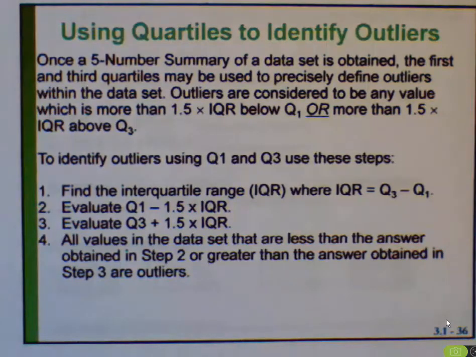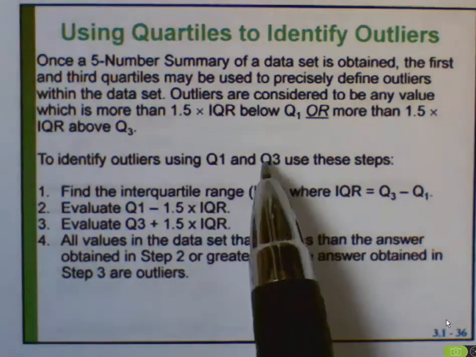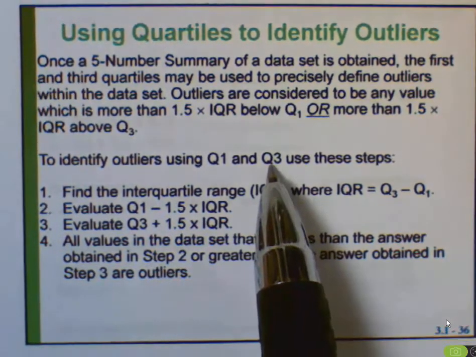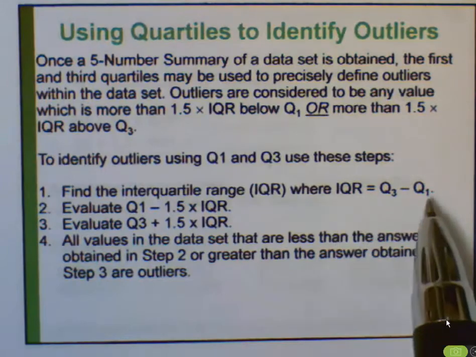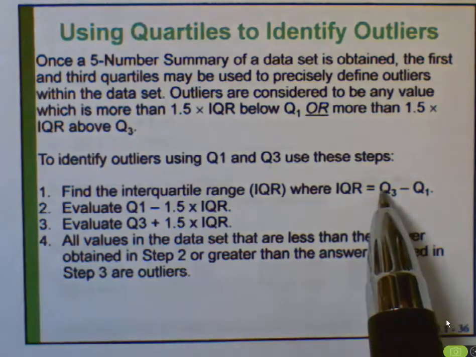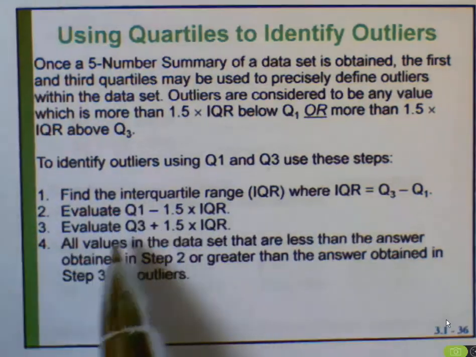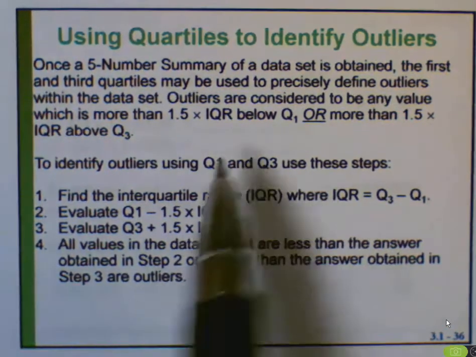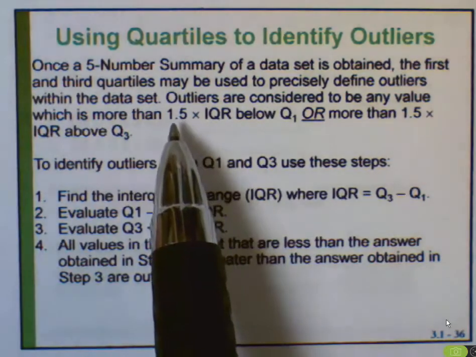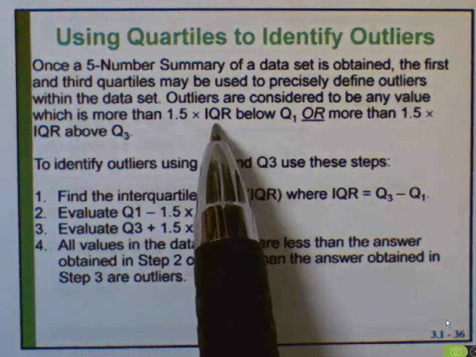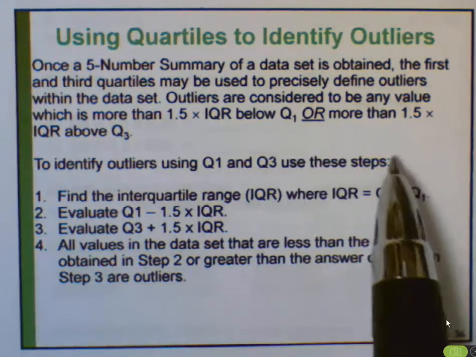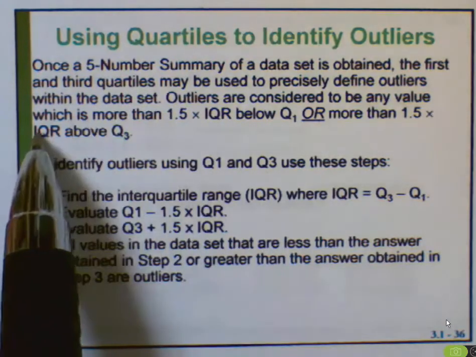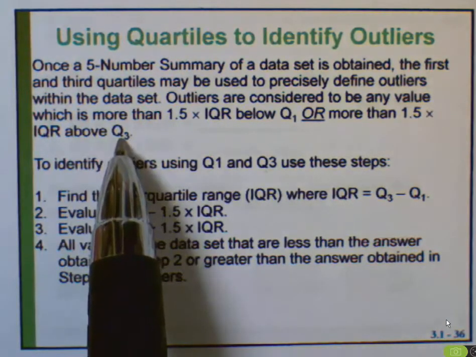Once you have the 5 number summary of a data set, you just use the first and the third quartiles to identify the outliers. You find the interquartile range, which we mentioned before, by subtracting the first quartile from the third quartile. Then the definition of an outlier is any value which is more than 1.5 times the interquartile range below quartile 1 or more than 1.5 times the interquartile range above quartile 3.